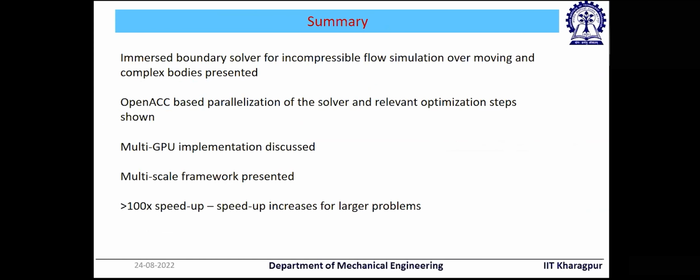In conclusion, we have discussed an immersed boundary solver for moving and complex boundaries, and the steps for OpenACC based parallelization. We're working on multi-GPU implementation, and a multi-scale framework is also presented. We're getting more than 100x speed up for 80 or 100 million cell problems. For some cases with larger problems, it is around 200x speed up.